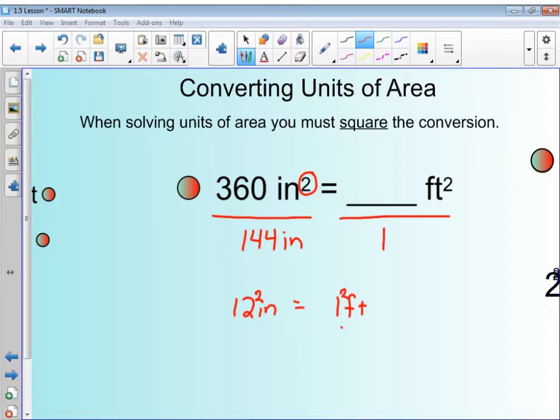So now I'll cross multiply divide. So 1 times 360 is 360, divided by 144 gives me 2.5 feet. So 360 inches squared is the same as 2.5 feet squared. Okay, so let's try another one.